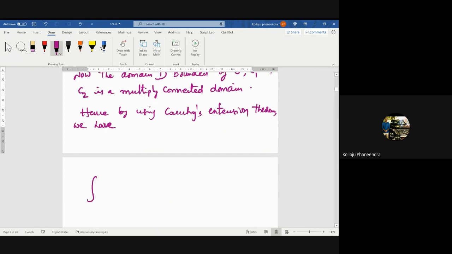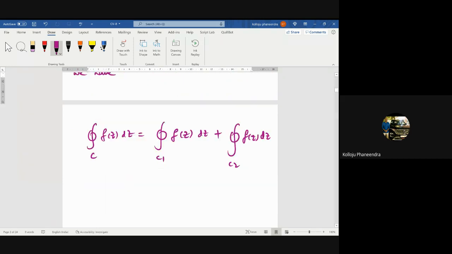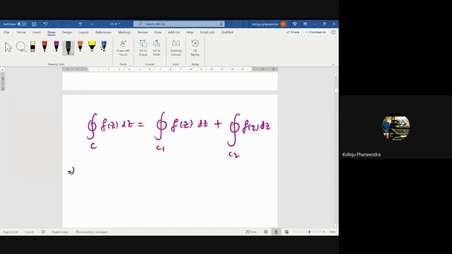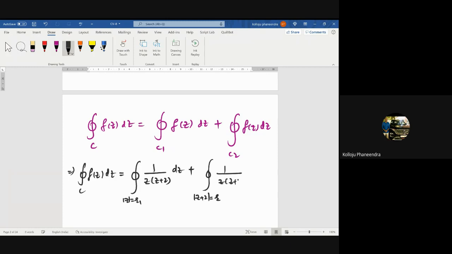we have the integral over C of f of z dz equal to, since there are two holes, the integral over C1 plus the integral over C2. That implies the integral over C of f of z dz equals the integral over C1, where C1 is mod z equal to R1, of 1 by z into z plus 2 dz, plus the integral over C2, where the center is minus 2, mod z plus 2 equal to R2, of 1 by z into z plus 2 dz.